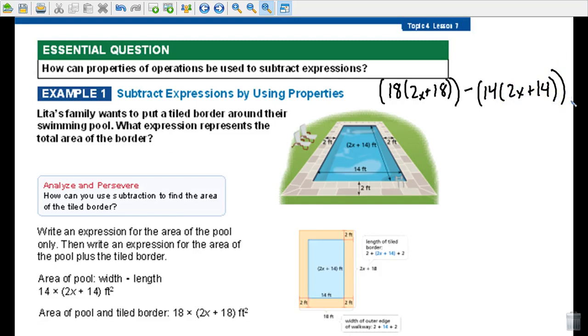So now what we have to do is distribute the 18 to the 2x, the 18 to the 18, the 14 to the 2x, and the 14 to the 14. So 18 times 2x is 36x, still in parentheses.